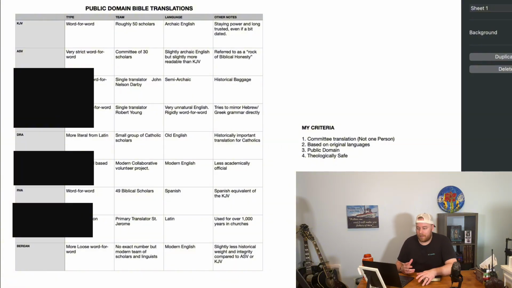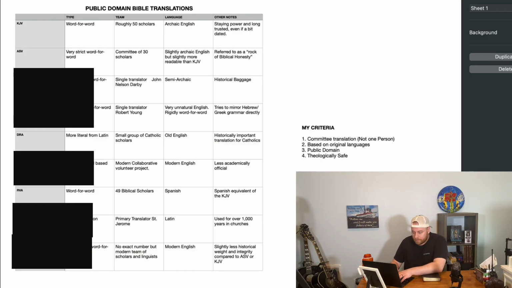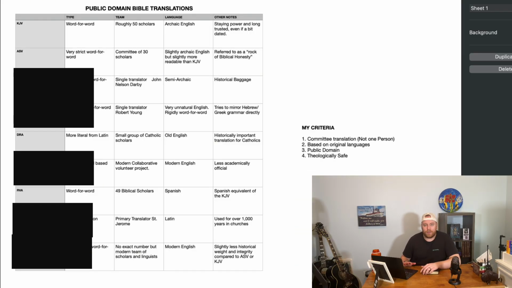Not to mention that point number 4, I wanted something theologically safe that has a higher regard. And to me, there are better options on this list than the Berean in terms of their trust throughout history. And so for those 2 reasons, I removed the Berean. And so at that point, that brought me down to the King James Version, the ASV, the DRA, and the RVA.